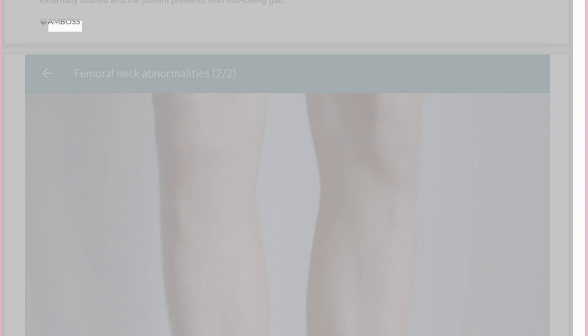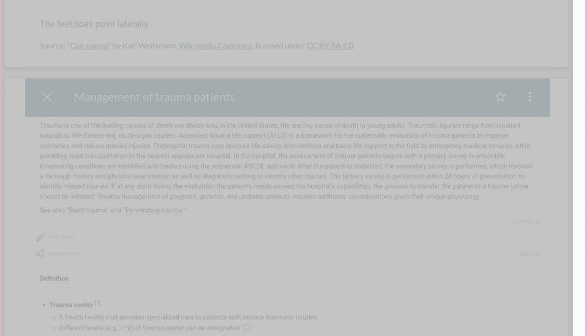Femoral neck abnormalities. Out-toeing: the feet and toes point laterally. Source: Out-toeing by Carl Wieman, Wikimedia Commons, licensed under CC BY-SA 4.0.